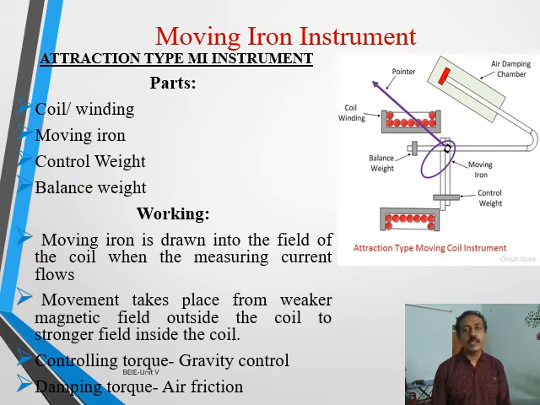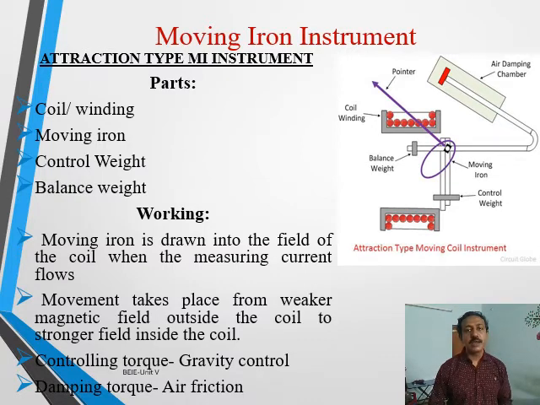Next we are going to see about the moving iron instruments. Normally moving iron instruments are used to measure both AC and DC voltages and currents. There are two types of moving iron instruments. Number one, attraction type moving iron instrument, and number two, repulsion type moving iron instrument. First we are going to see about the attraction type moving iron instrument.